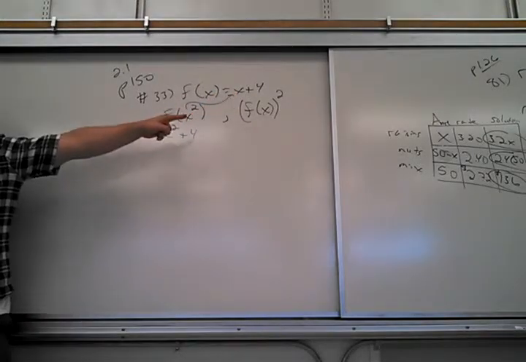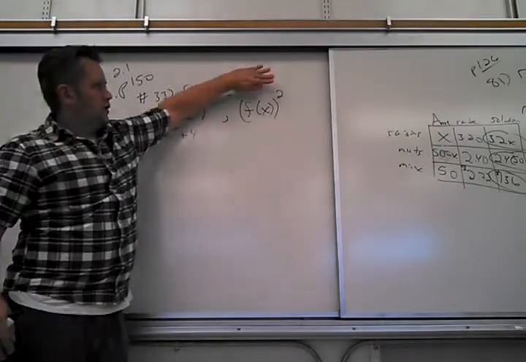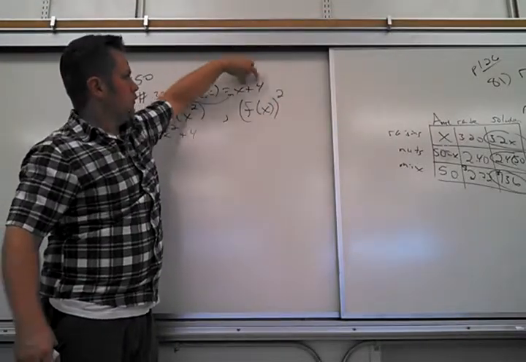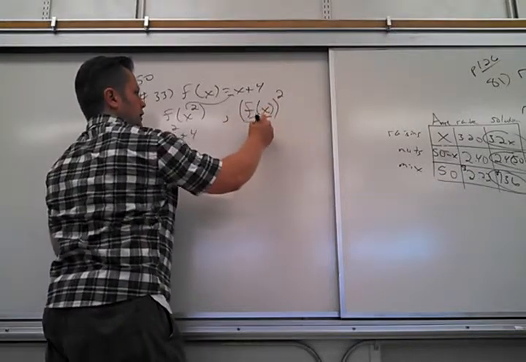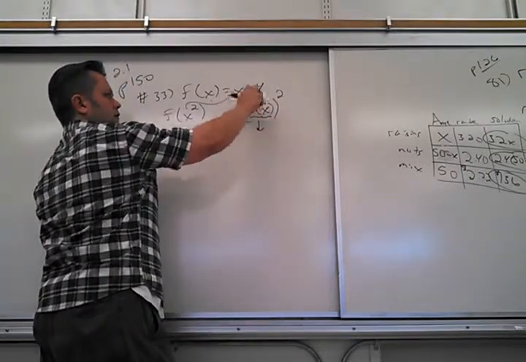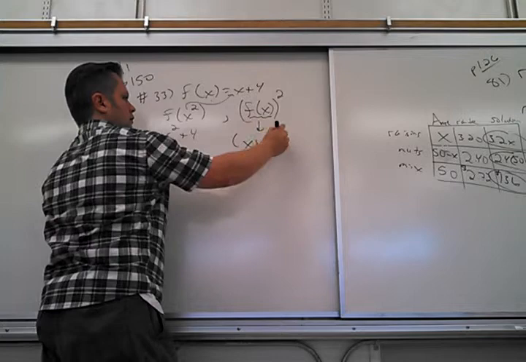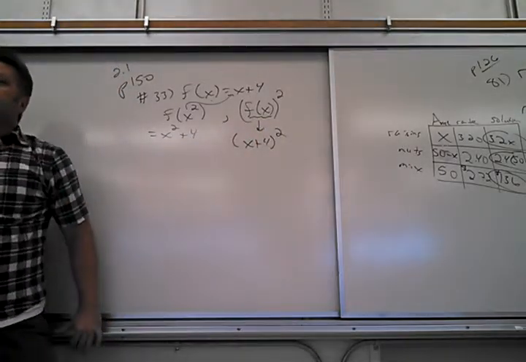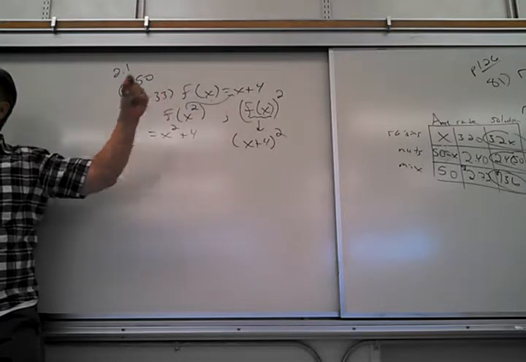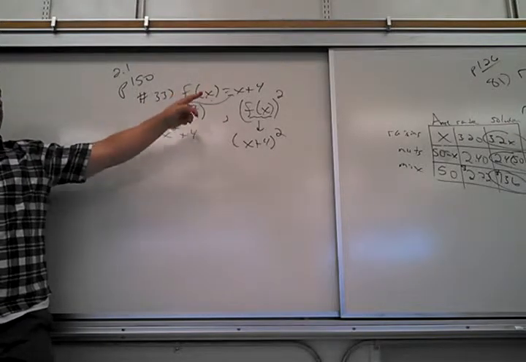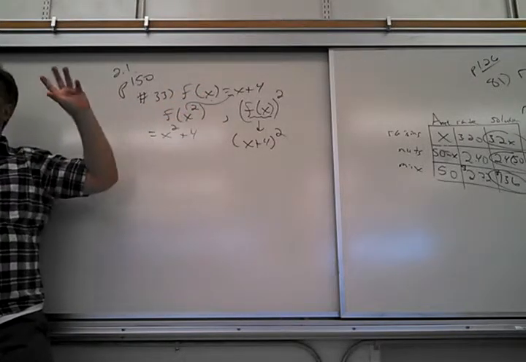Now what's the second one tell you to do? Square the whole equation. Yeah, take f of x, which is x plus 4, and square it. So replace this with what it is. What is f of x? X plus 4. And then square it. And what they're trying to get you to realize is, do you get the same thing? No. Squaring the result is not the same thing as squaring the input.